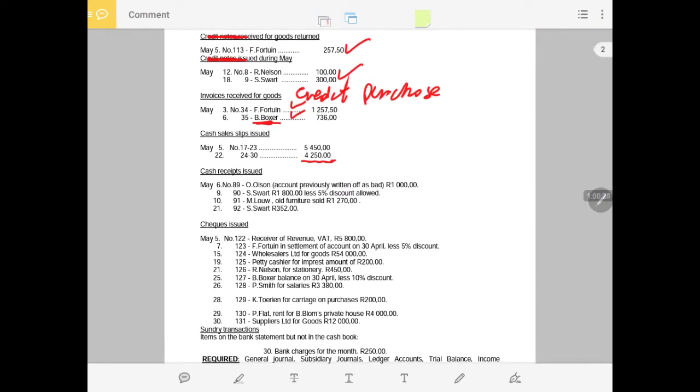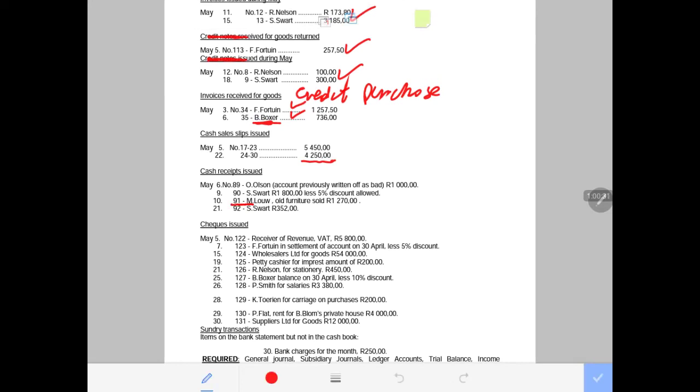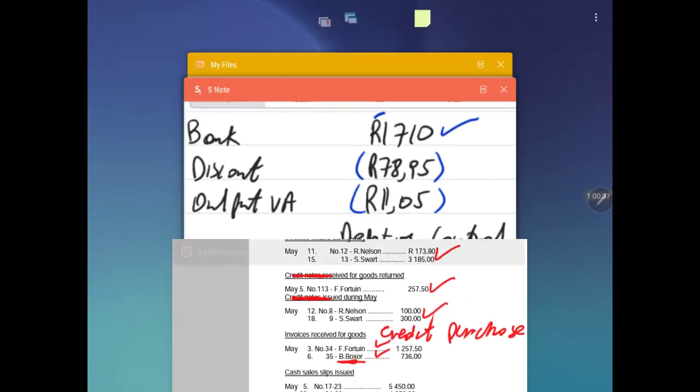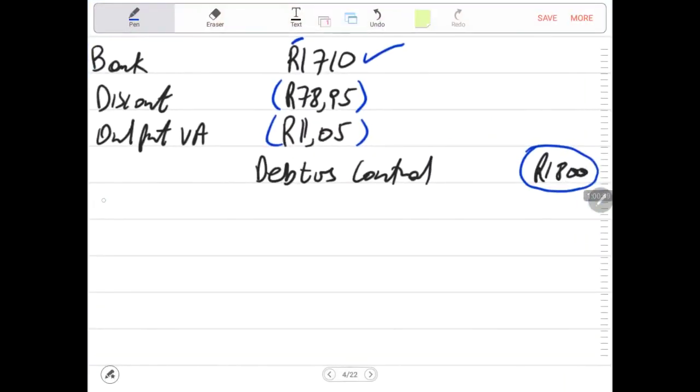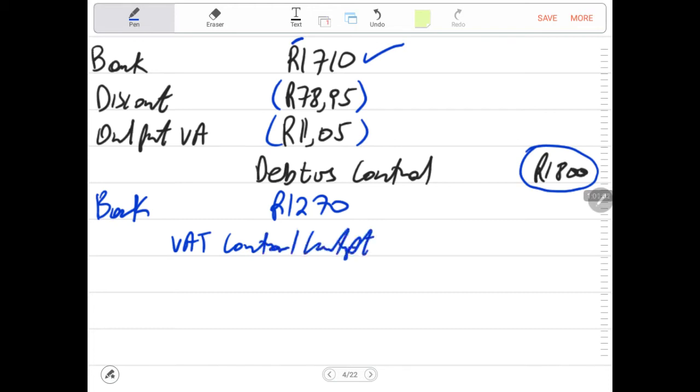Going forward, we have a furniture that was previously bought, sorry, sold for cash, 1,270. We debit cash that was received. We have 1,270. Now we need to account again for VAT. We cannot be ignorant of VAT, and our VAT will be output VAT under VAT control. Under VAT control, we have output VAT.